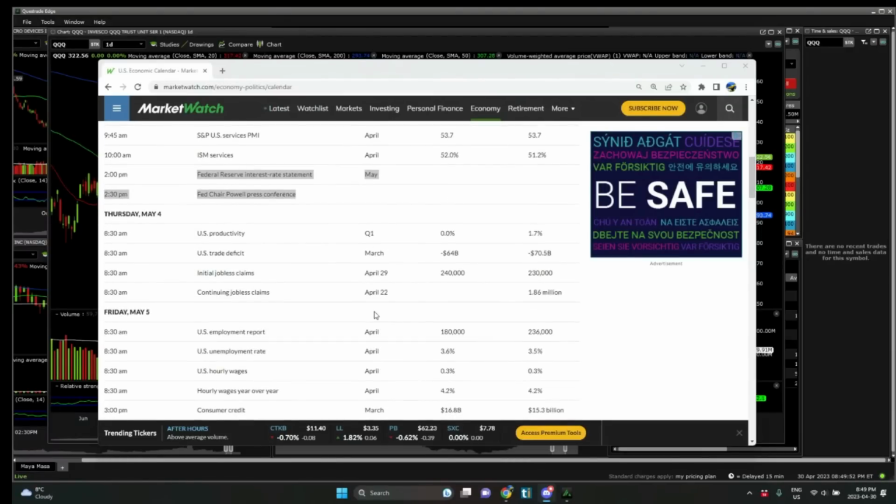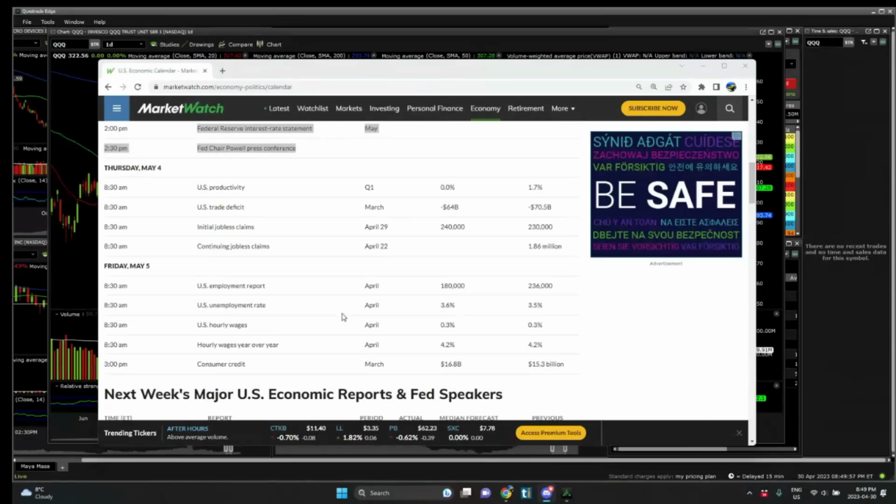On Thursday, not so important, but Friday, the unemployment rate. I suspect we want the unemployment rate to go up, so we'll see if it goes up or not.